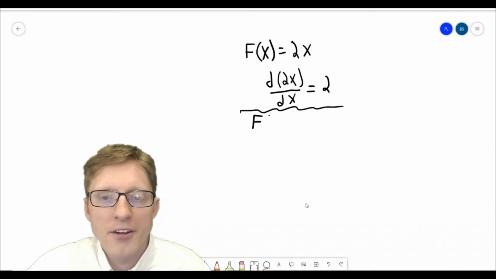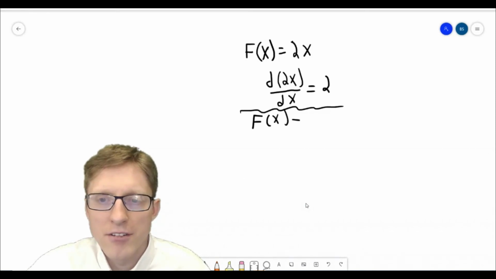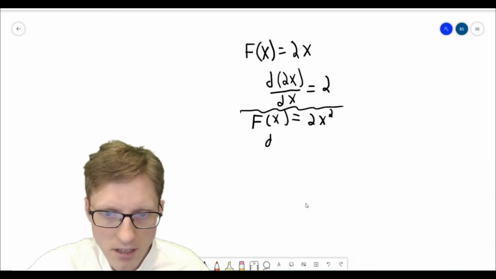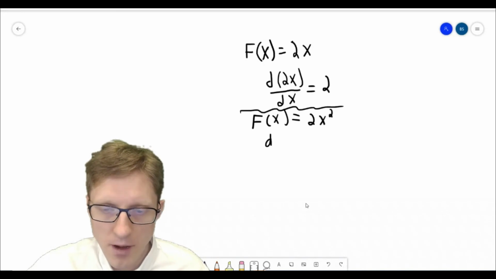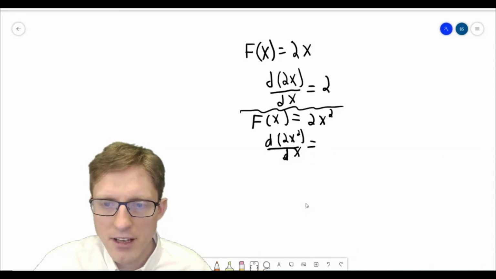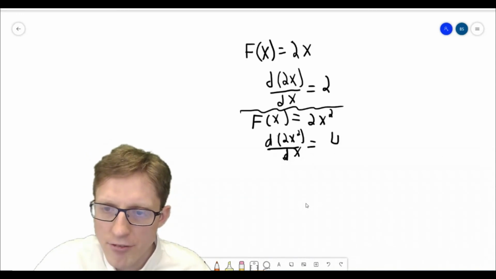Let's try another function where f of x is equal to 2 times x squared. So again, if you want to try this yourself, you can pause the video now and then unpause it when you're ready. So the derivative of 2x squared with respect to x is equal to 4x.